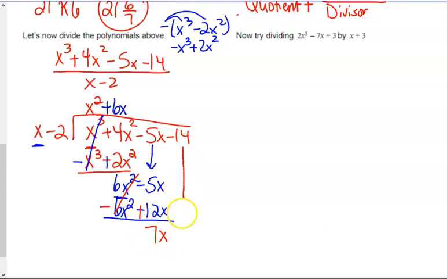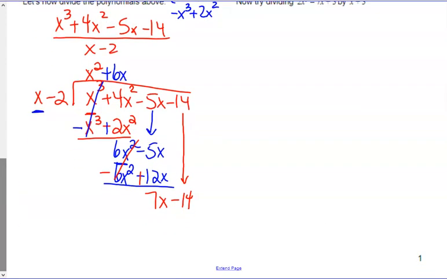And then I have one more time that I have to bring down that term. So we end up with a 7x minus 14. And we do it one more time. So what do I multiply x by to get this 7x right here? Well, that has to be a plus 7. So plus 7 times x is a 7x. Plus 7 times a negative 2 is a minus 14. And one more time, we have to change the signs here. Make that a minus, make that a plus. That goes away. And when I add this together, negative 14 plus 14 is a big fat goose egg. So the remainder of this is actually 0.